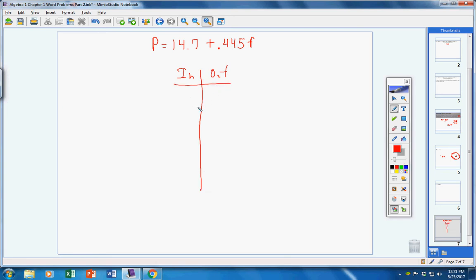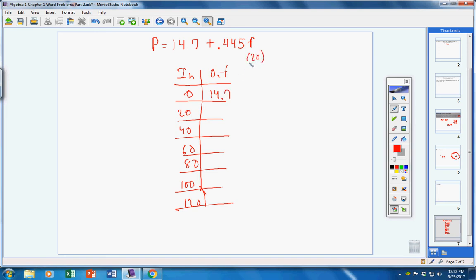They went from 0 to 120 using increments of 20. Okay? So 0, 20, 40, 60, 80, 100, 120. Now, I'm not going to do the math for you, but if you put 0 in here for F, you will get out 14.7. If you put 20 in for F, if you look in your book, you'll get 23.6. If you put 40 in for F, you will get out 0.445 times 40 plus 14.7. You will get out 32.5. And so on and so forth, okay?